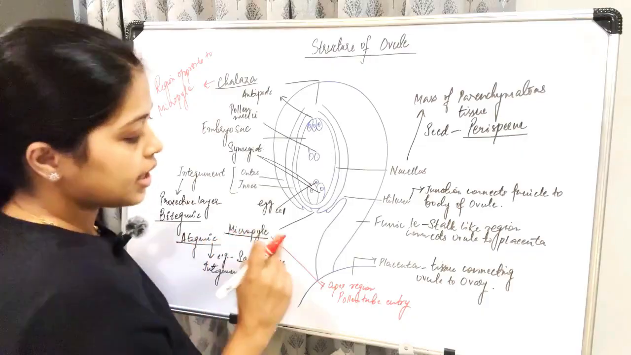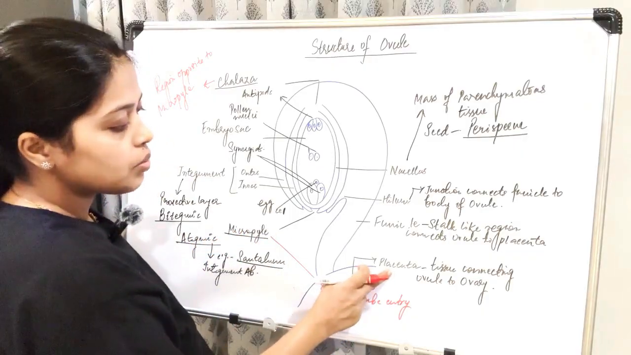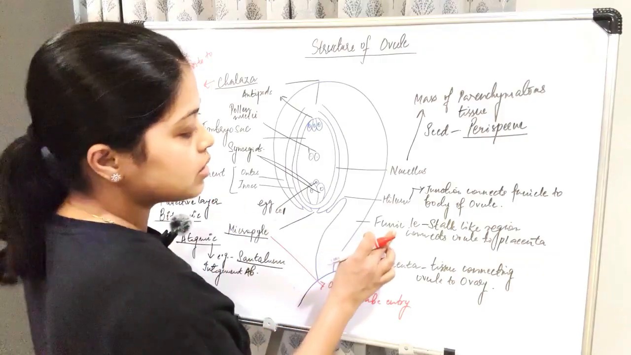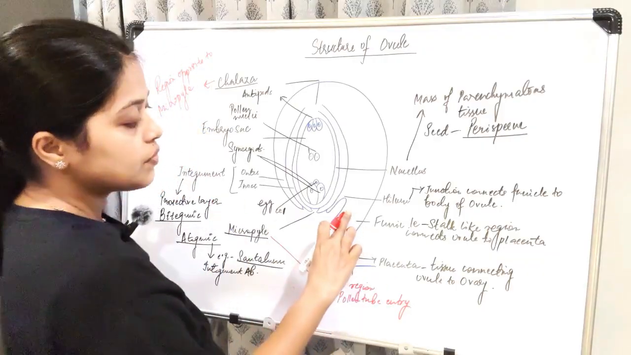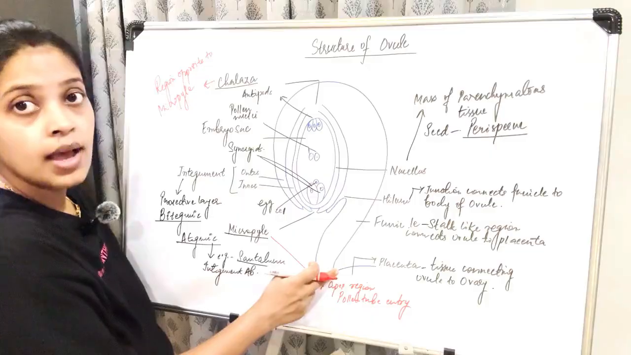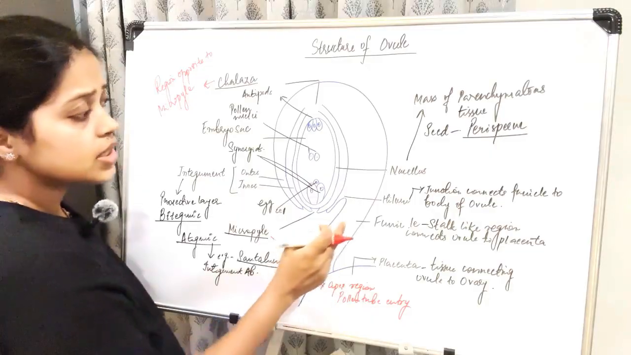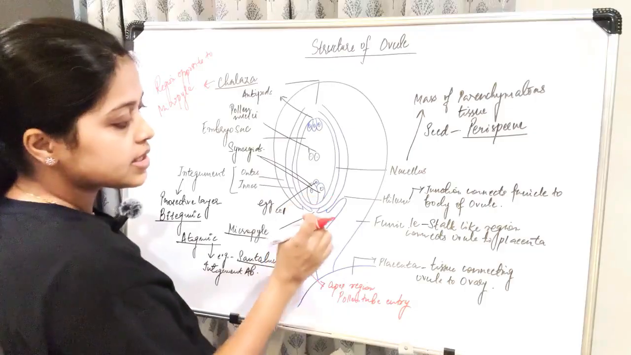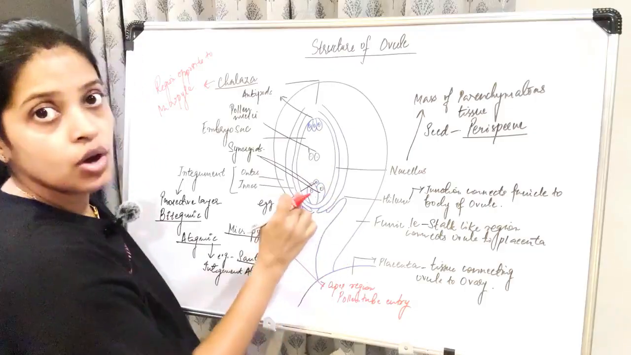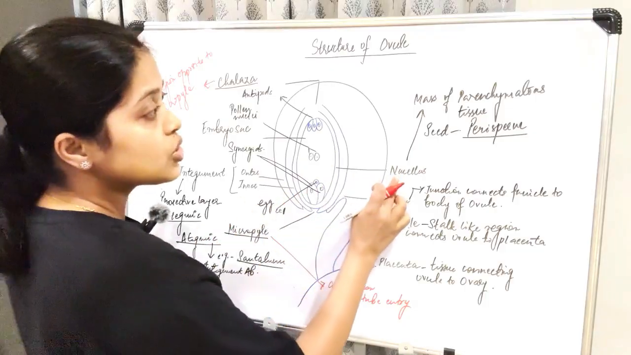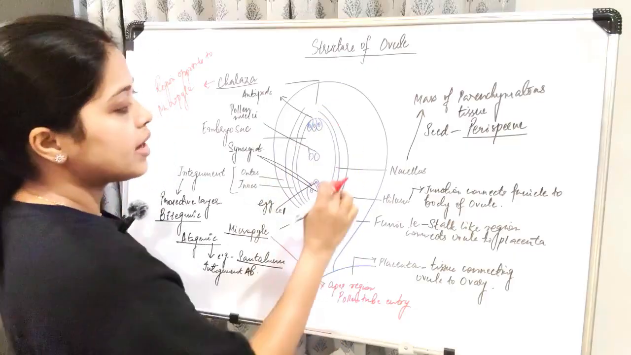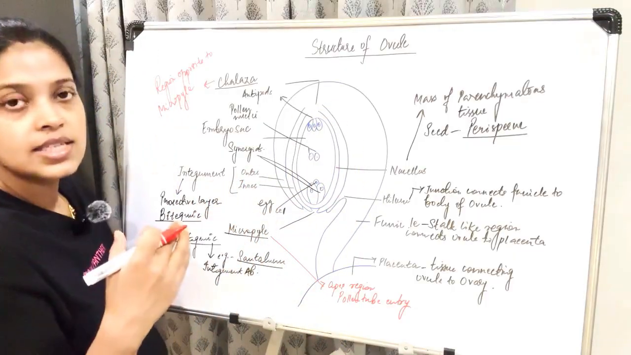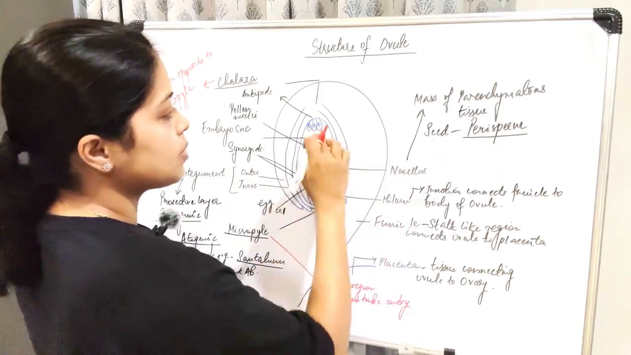Let's revise once again. We have the placenta which connects the ovary to the ovule. We have the funicle, a stalk-like region which connects the ovule to the placenta. Then we have the hilum, the junction that connects the funicle to the body of the ovule. Then there is the nucellus, which is a mass of parenchymatous tissue, and if it persists in the seed, it is called perisperm.